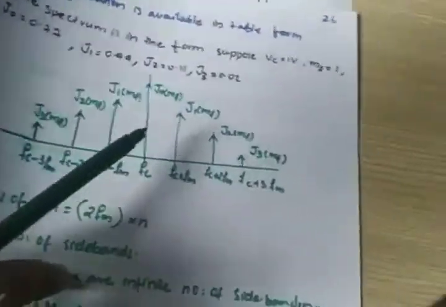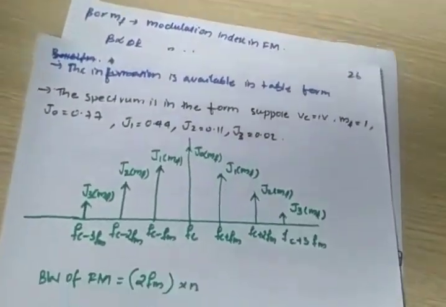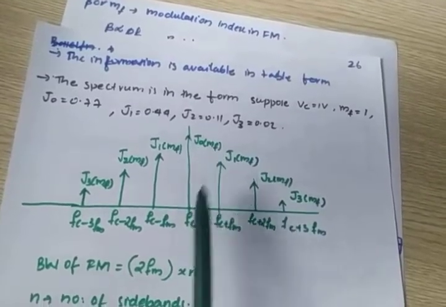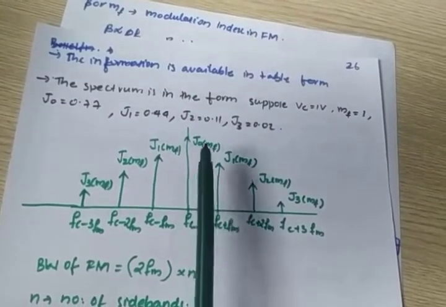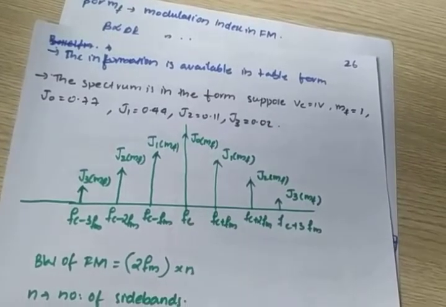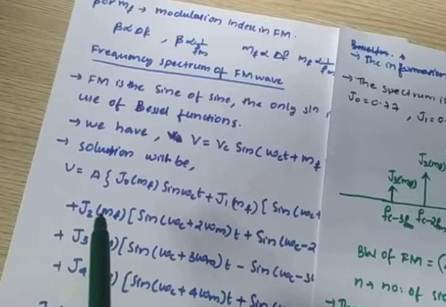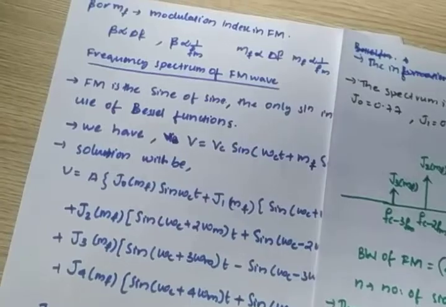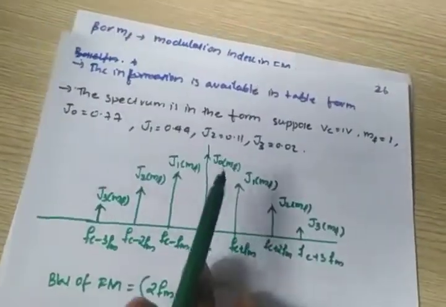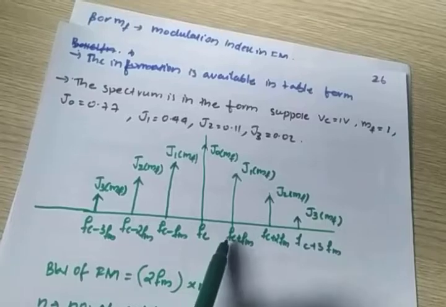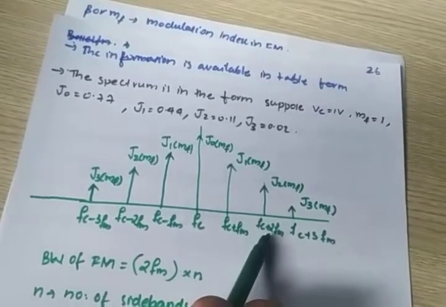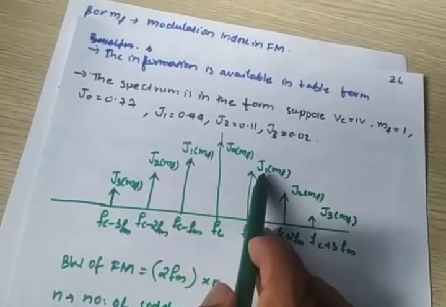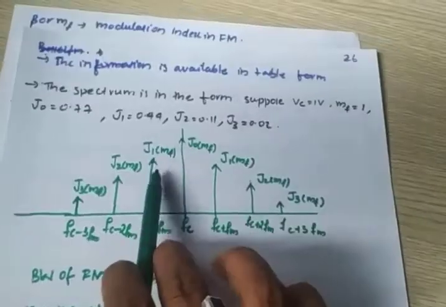Let's look at how it is drawn. This is the actual spectrum of FM. This is the center frequency fc. The amplitude is represented by the coefficient: J0 of beta or J0 of mf is the carrier amplitude. Next are fc plus fm and fc minus fm, fc plus 2fm, fc minus 2fm, and the components go on like that. The amplitudes are J1 of mf, J1 of mf, J2 of mf, J2 of mf, and so on.